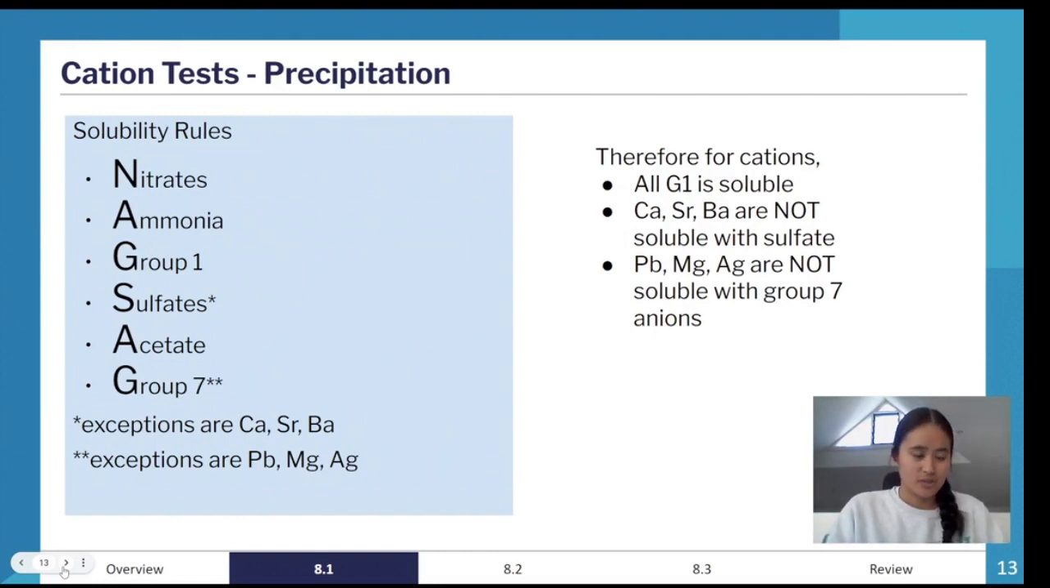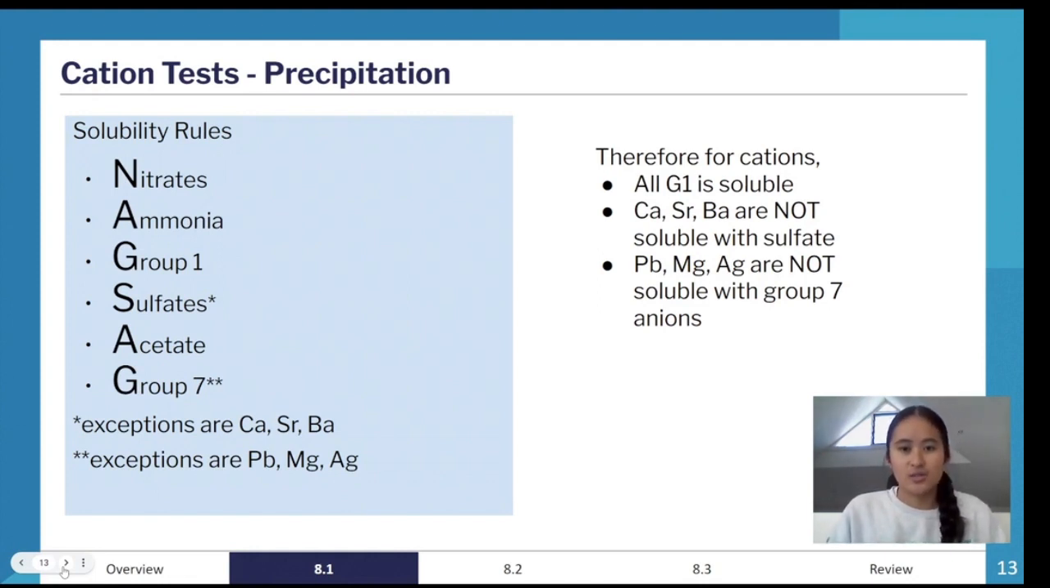For sulfates, they're all soluble except for calcium, strontium, and barium. How my teacher told us was "castrobar," however you want to say it, that's for sulfates. Those are the exceptions for sulfates. And then PMS for the exceptions for group 7. Group 7 are all soluble except for when they're with PMS, which is lead for Pb, magnesium, and silver. It's Ag, but S for silver.